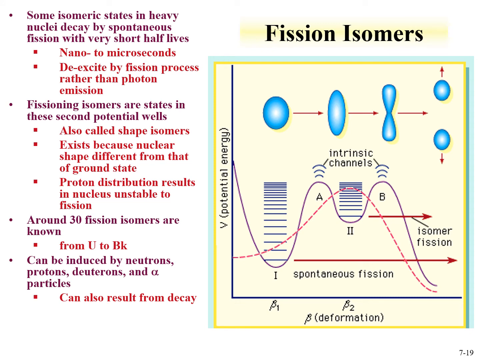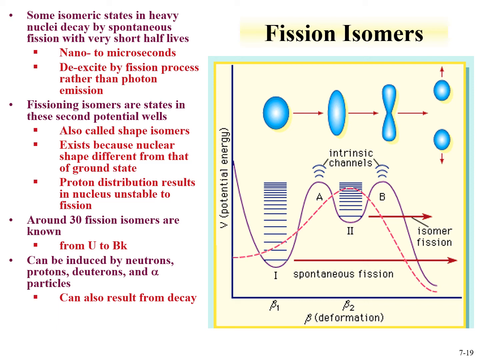You can basically think about these fissioning isomers as states in second wells. So here's a primary well, here's a second well. The isotope can sit in this second well. The barrier that it has to tunnel through to fission is now much less for the isomeric fission than for the spontaneous fission. And for that reason, the shape of the nucleus will change. This is why these isomers are also called shape isomers. And this exists because the shape of the isomer is different than the ground state nucleus.